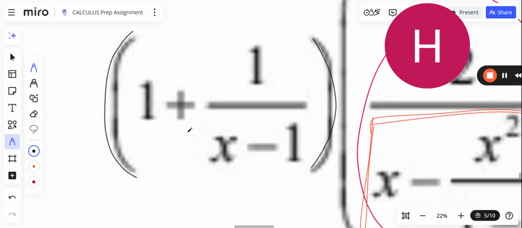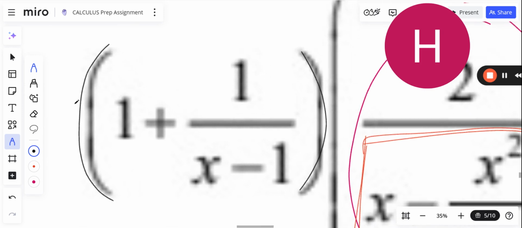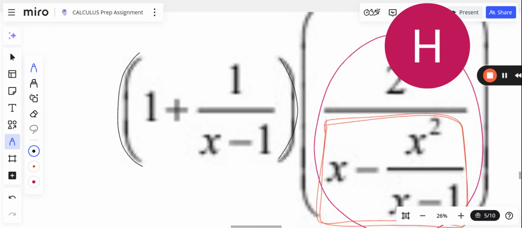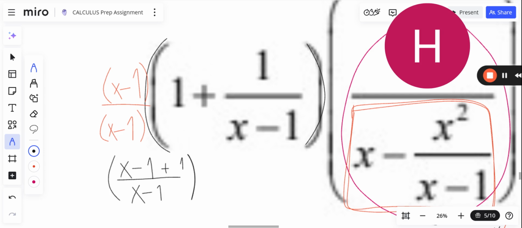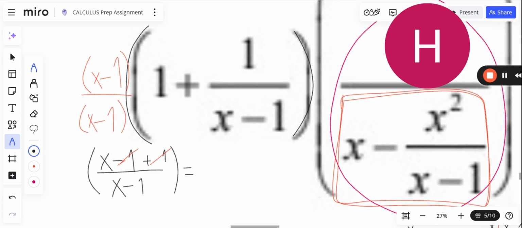Now let's also do something here in this set of parentheses. We have another fraction being added to a number, being combined with a regular number. So let's do the same thing. I'll write it here on this diagram. I don't need to write it off to the side. x minus 1 plus 1 all over x minus 1. These will cancel. Interesting. So this gives us x over x minus 1.